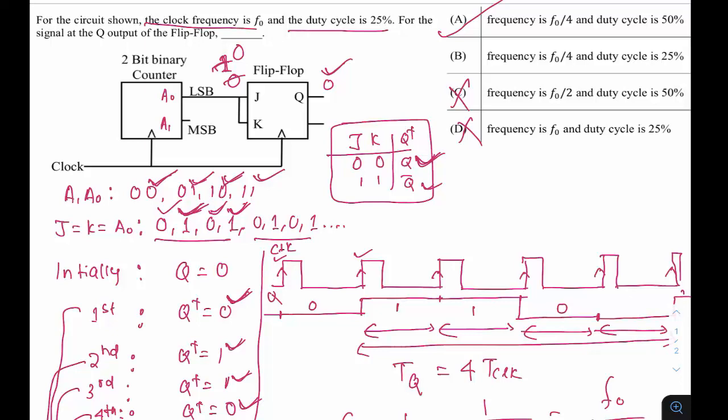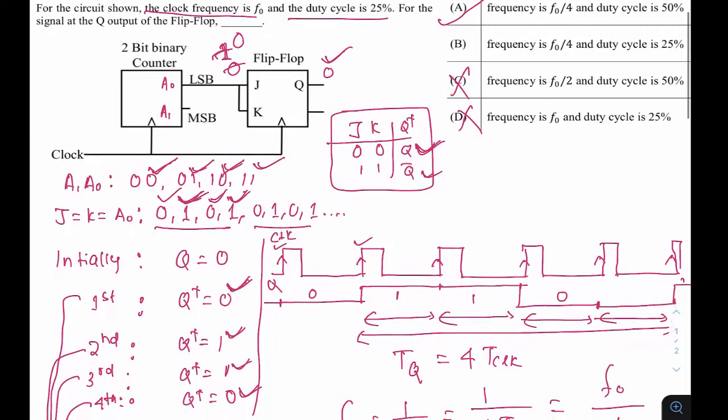Let me summarize again what I did in this case. Firstly, I took the counting sequence of the counter as 00, 01, 10, 11. That means when the clocks are triggered, and we are assuming ideal devices, there is no delay. If the first clock is applied, at A0 we get 0. When the second clock is applied, at A0 we get 1. When the third is applied, we get 0. And when the fourth is applied, we get 1.